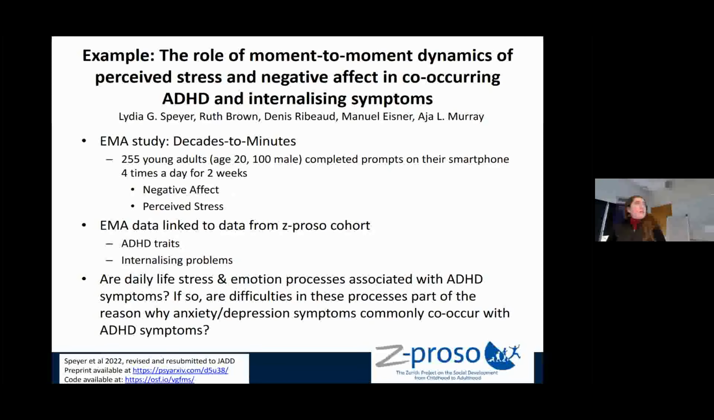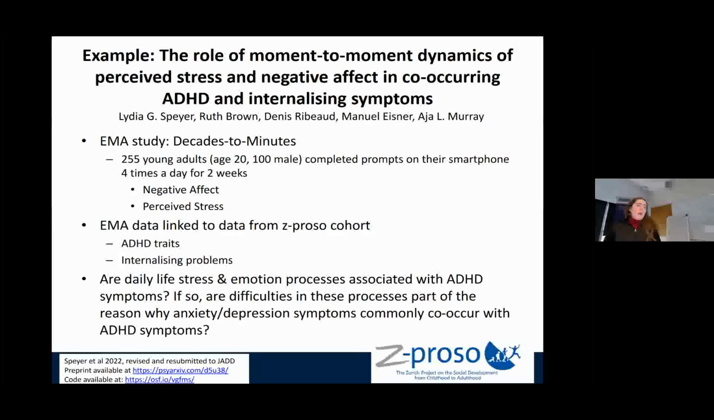To explain that model a bit more, I'm again going to refer to an example because I think it's a bit easier to introduce the model. Here I'm referring to a study that we did on the role of perceived stress and negative affect in co-occurring ADHD and internalizing symptoms. So here, rather than being interested in long-term dynamics of how one behavior affects another behavior over time, we're really interested in short-term fluctuations in stress and negative affect and how they might be at play in leading to later anxiety or depression and how they're related to ADHD.